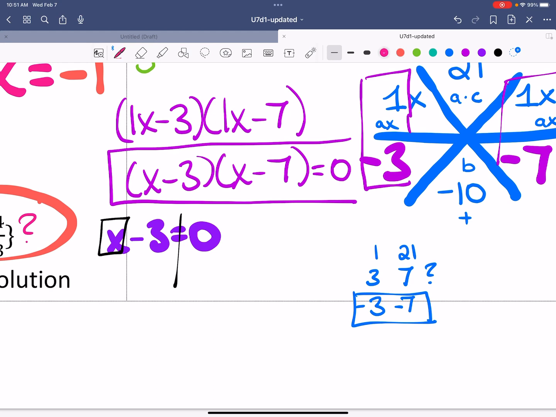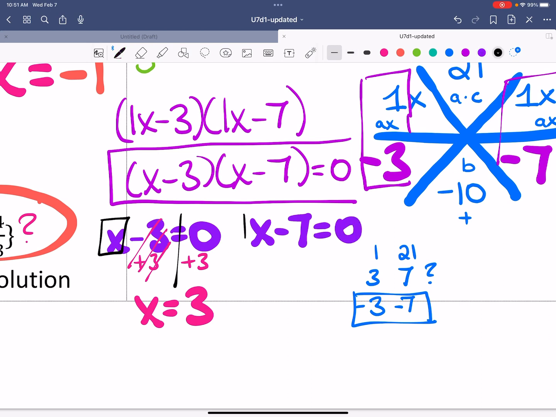So we're going to do the opposite of minus 3 to both sides. Opposites zero out. Your x will drop down, isolated now, and 0 plus 3 is 3. Same thing for your second factor. Set that equal to 0. Start solving for x. Opposite of minus 7, plus 7, both sides. Opposites will zero out. Your x is isolated. 0 plus 7 is 7. So this one has two solutions at 3 and at 7.